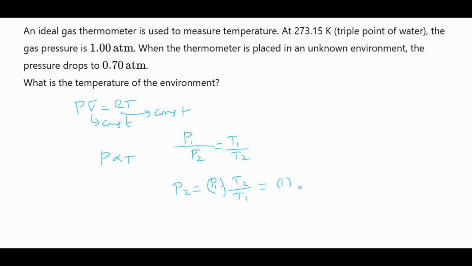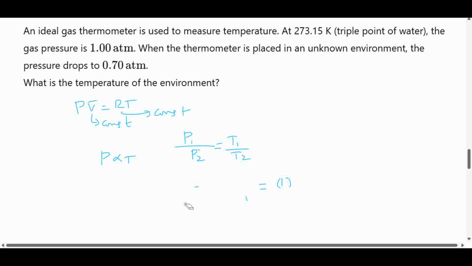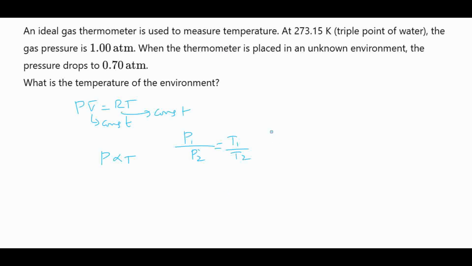Sorry, here we are supposed to find the unknown temperature. So T2 is equal to T1 into P2 by P1. T1 is the triple point of water, and P2 is 0.7 by 1. So that will give us the second temperature for this problem.